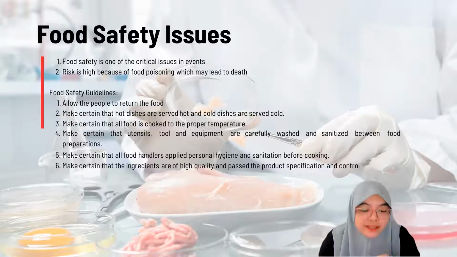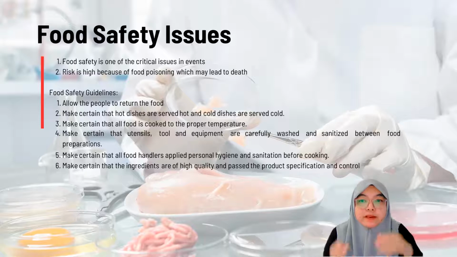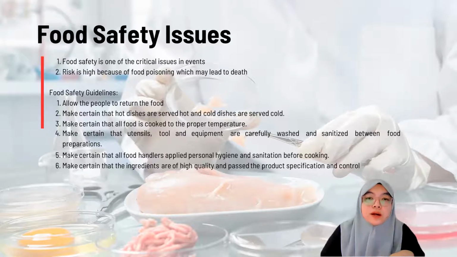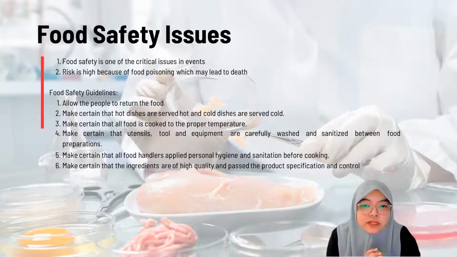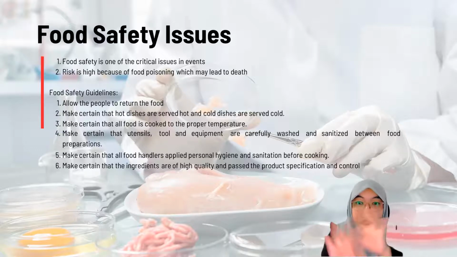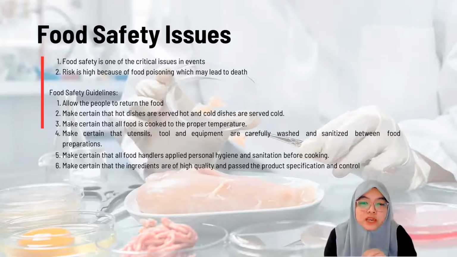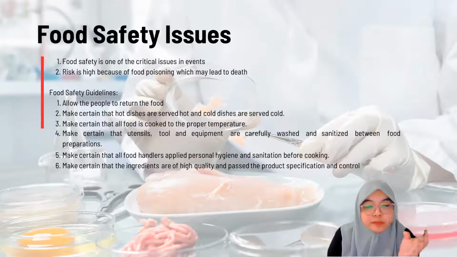Number three, make certain that all food is cooked to the proper temperature. Then make certain that utensils, tools, and equipment are carefully washed and sanitized between food preparation. Next, all food handlers apply personal hygiene and sanitation before cooking. The food handlers must wear proper clothing, and they need to always wash their hands before cooking, after cooking, and during cooking, and take care of personal hygiene. And number six, make certain that the ingredients are high quality and pass the product specification and control, especially when it comes to raw materials like in the picture below. So you need to always check the quality of the product, especially the raw materials related to your event or the food preparation.